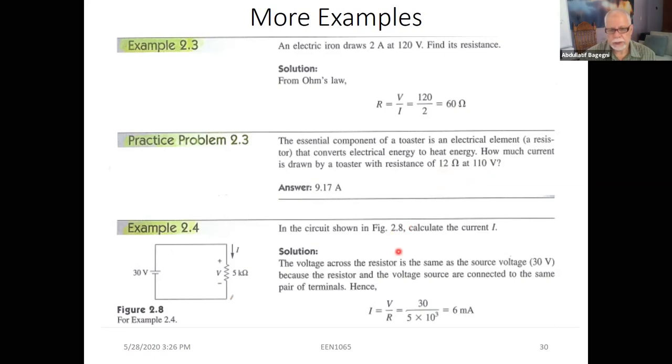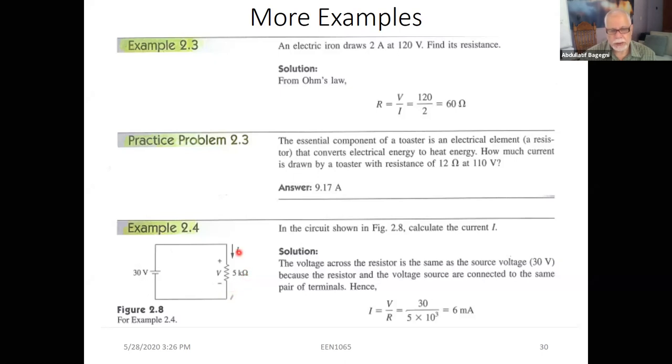Again, for the example shown here, if you look at the circuit, we are given the voltage and we are given the resistance. Now, as you see here, the units are 5 kilo ohms. So you have to pay attention to the units, either the basic unit or a higher unit like kilo ohms or mega ohms, or milliohms and so on.